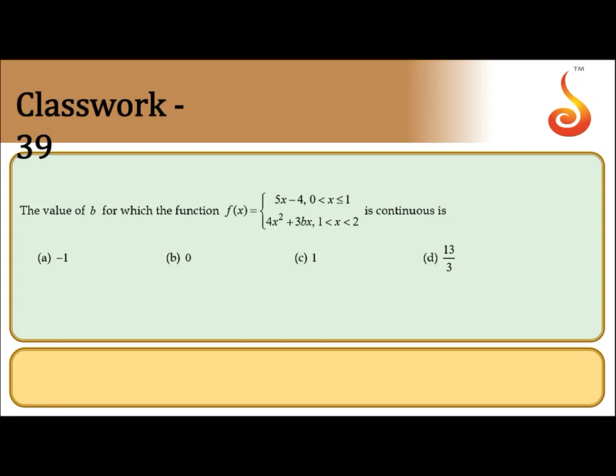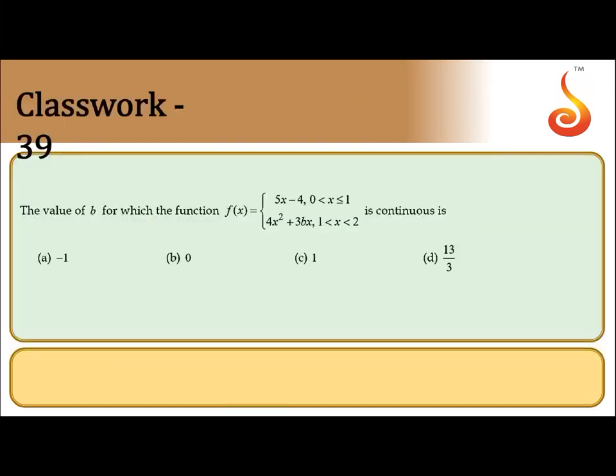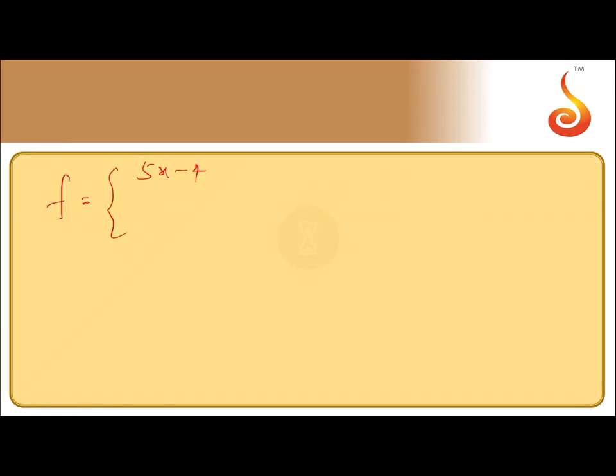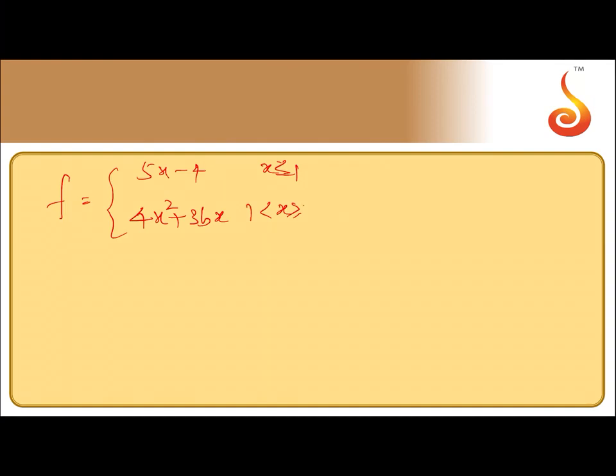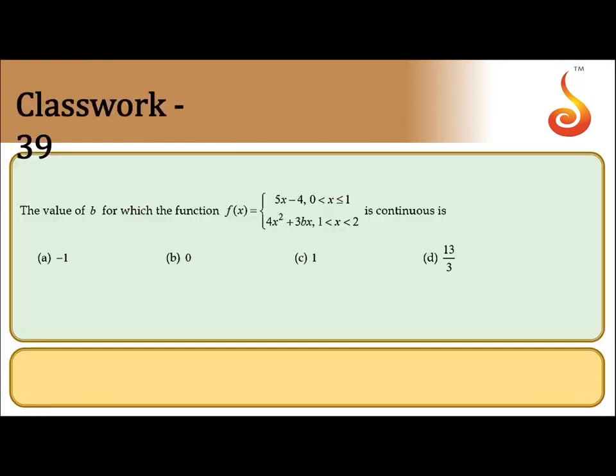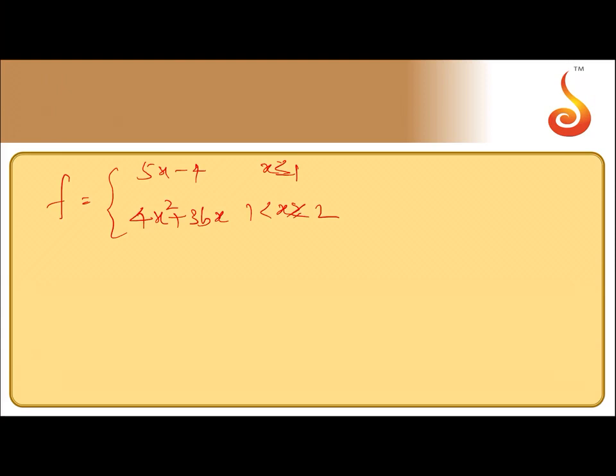Coming to the next one. The value of b for which f is continuous: f is equal to 5x minus 4 when x is less than 1, and 4x square plus 3bx when x is greater than 1 and less than 2. And f is a function continuous at x equals 1.